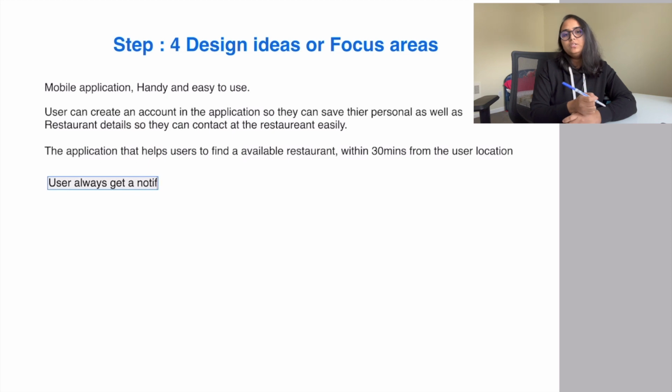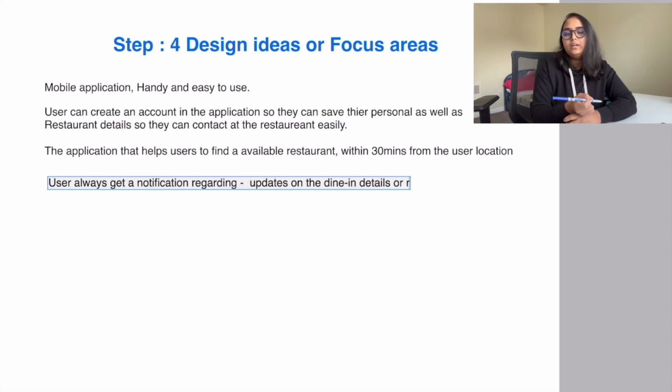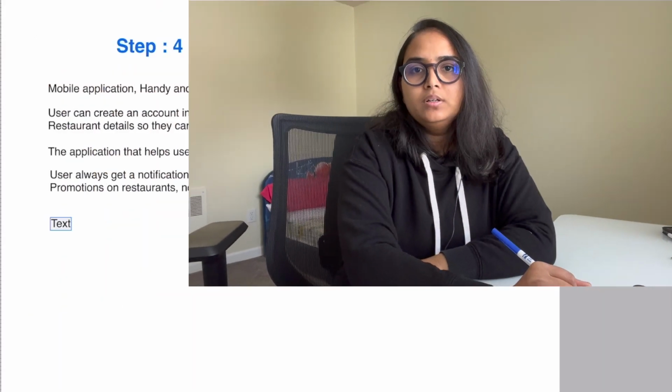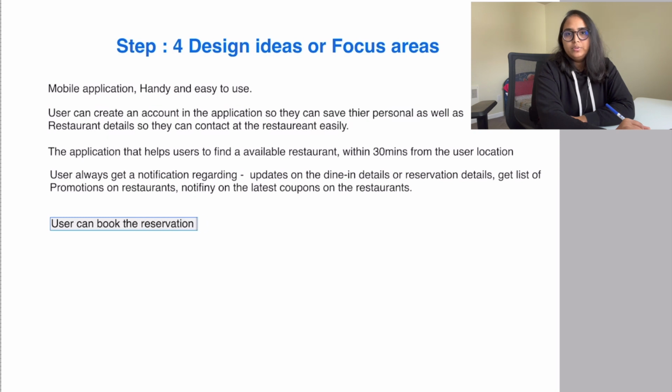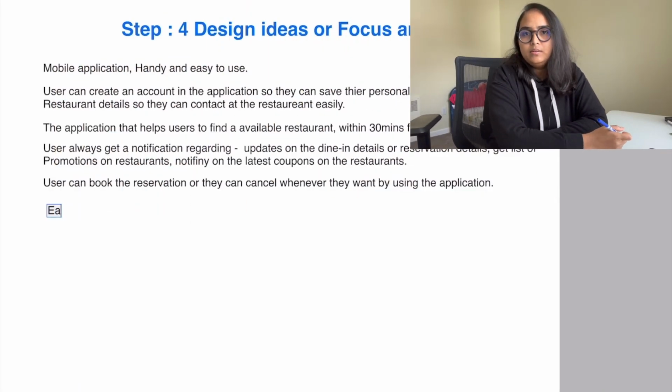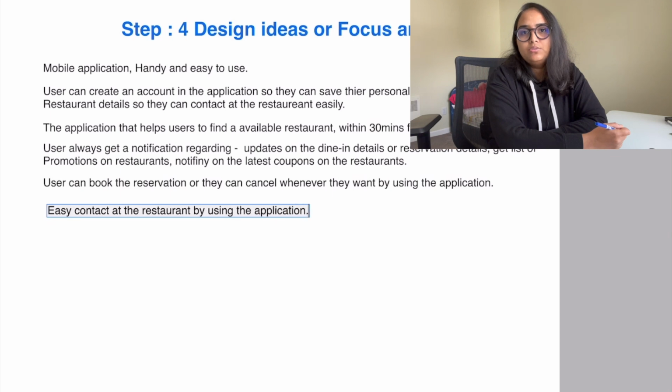The user is always notified about the latest updates regarding their reservation, as well as new restaurants nearby their location. The user can book a reservation through the application, and can cancel whenever they want. The application also helps the user contact the restaurant regarding any changes or priorities on the dining place at the restaurant.